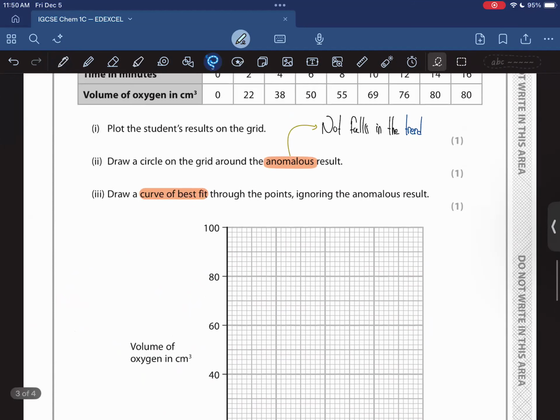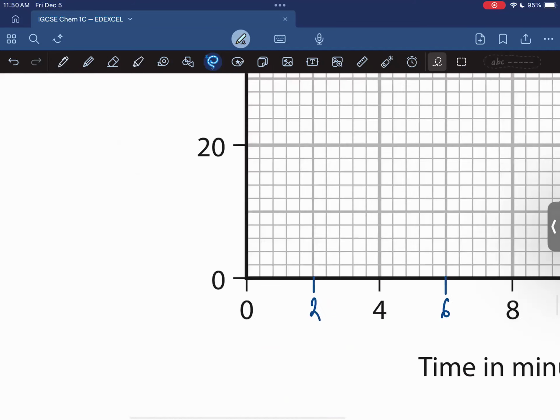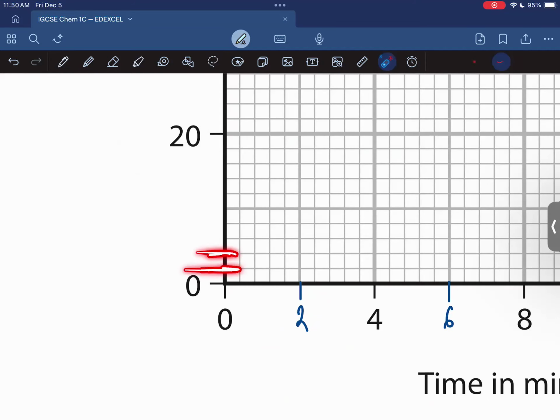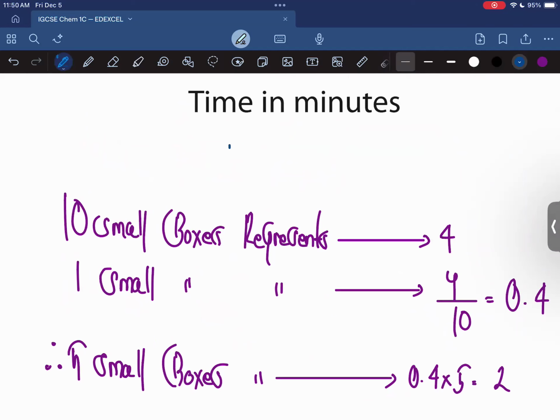Now I have the points. Let's check the x-axis. What does one of these units represent? We know that 5 and 5, so 10 small boxes represent 20. This was for the x-axis.